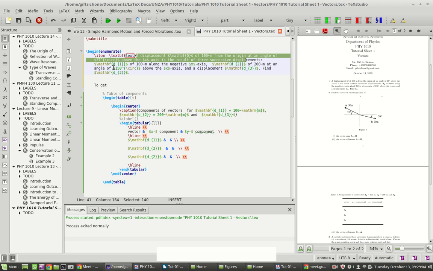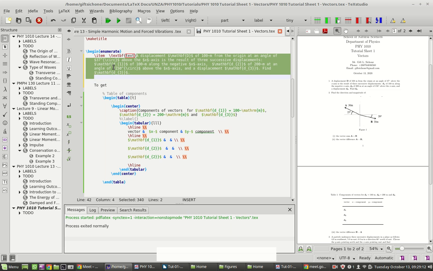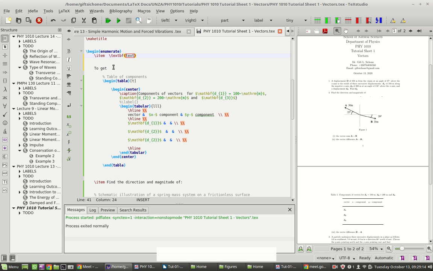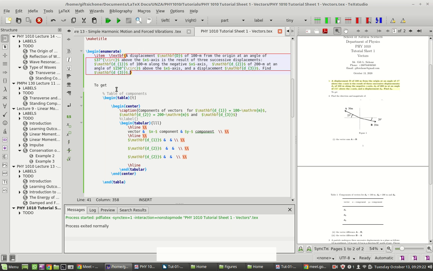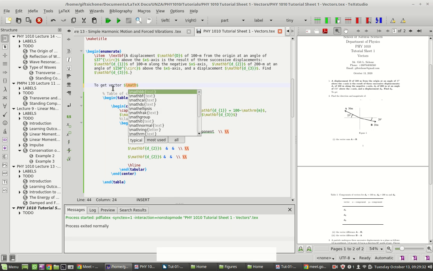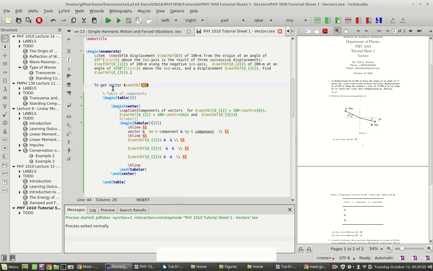So we have to add vectors. We have to add d1, d2 and d3. If you add d1, d2 and d3, then we end up getting capital D, the vector D. To get vector D, we add vectors.